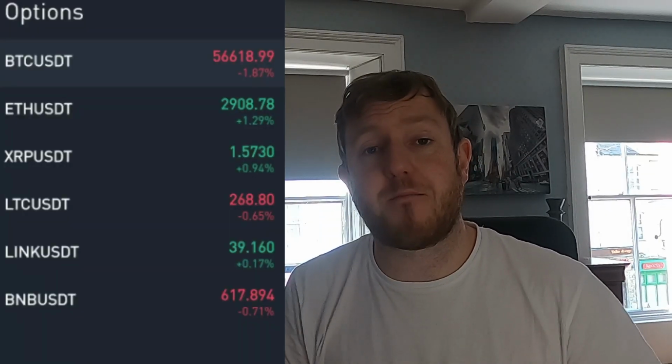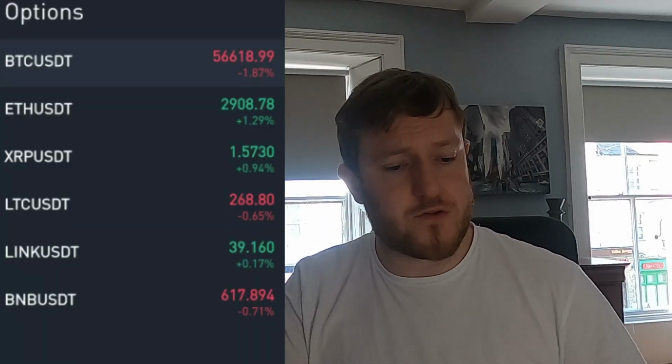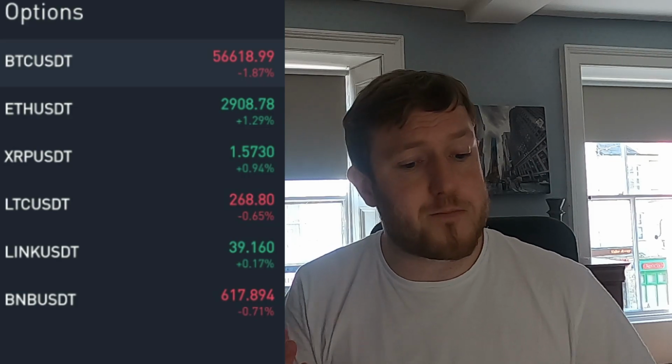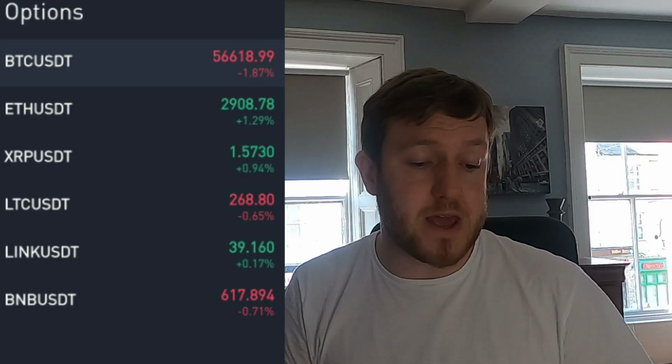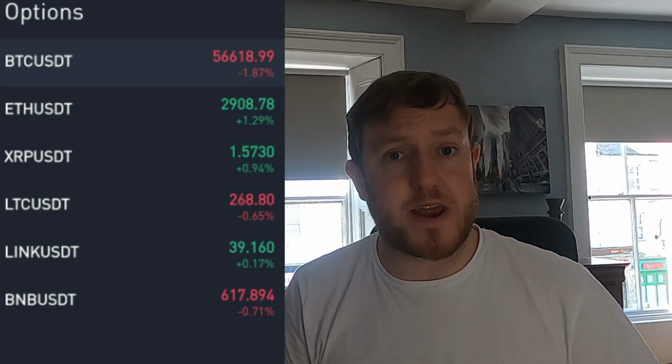The options on Binance are a simplified version of traditional options. So you have 5 different types of markets that are available on Binance. I'll just go through them here now. So you can trade options for Bitcoin, Ether, XRP, Chainlink, BNB, and also Litecoin I think you can do also now.